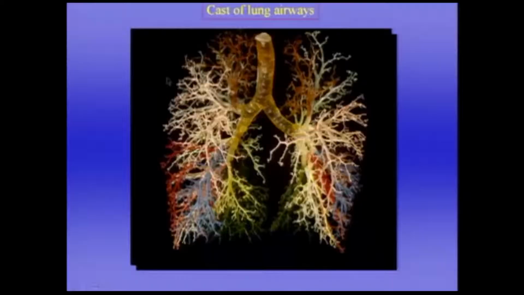Now, I like to think of the lung as a symmetrical organ, with the blood-gas barrier in the middle, air coming in from one side via ventilation, and blood coming into the other side via the pulmonary circulation. And here we've got a gorgeous photograph of a cast of a human lung.